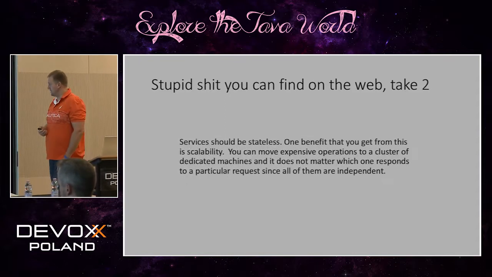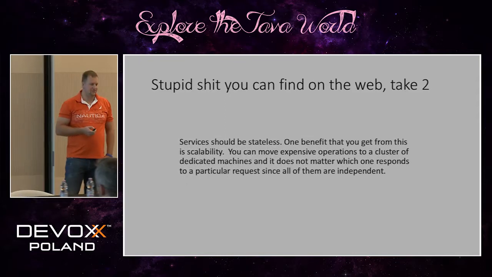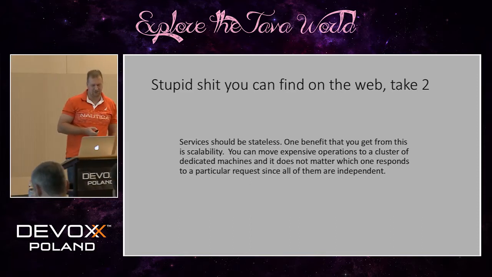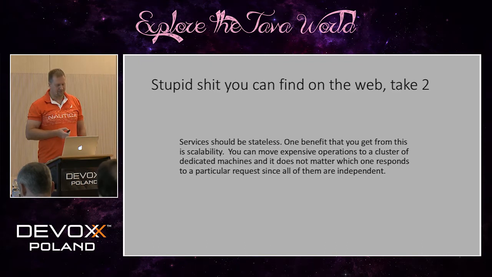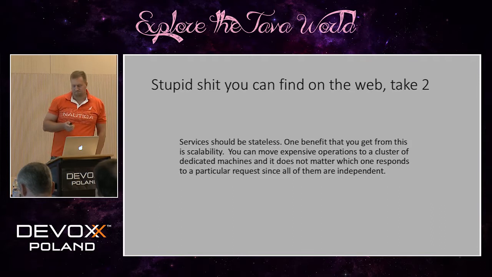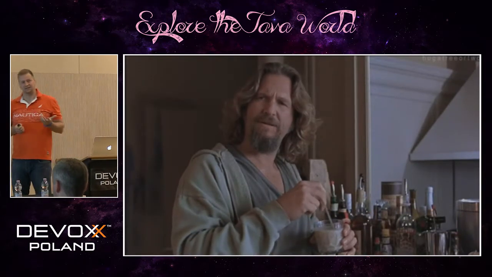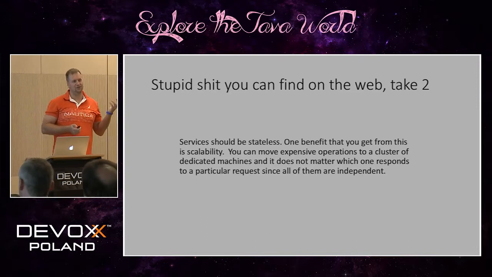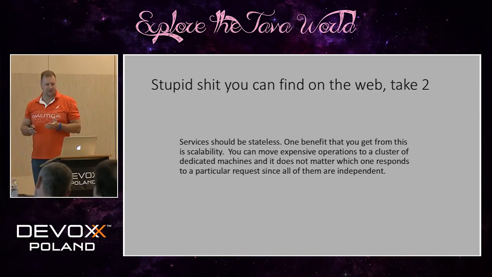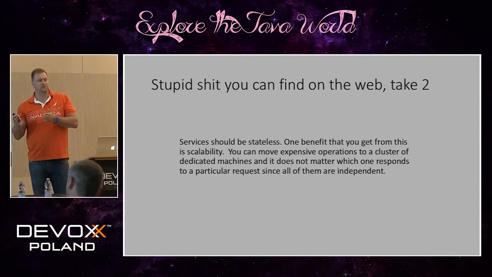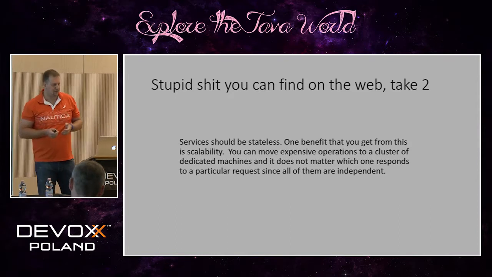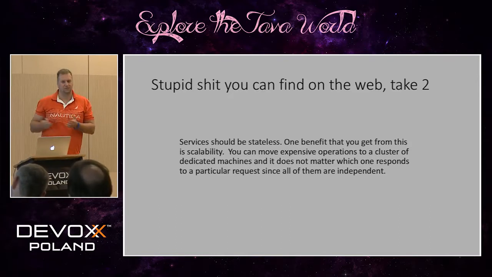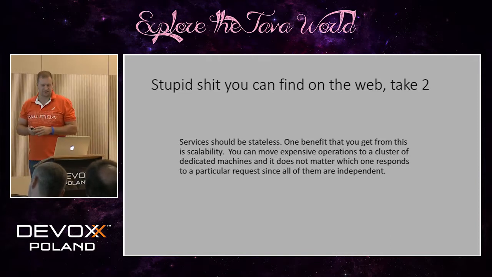So that's one thing. The second one is actually worse, in my opinion, because you read it, and it kind of makes sense, right? It says services should be stateless. One benefit that you get from this is scalability. You can move expensive operations to a cluster of dedicated machines, and it does not matter which one responds to a particular request, since all of them are independent. Kind of makes sense, right? But can you really do it? Can you make these services truly independent? Because if your services are not managing your state, who is? Where is that state? It turns out state is somewhere else, and your services are not truly stateless because they need to access that state.